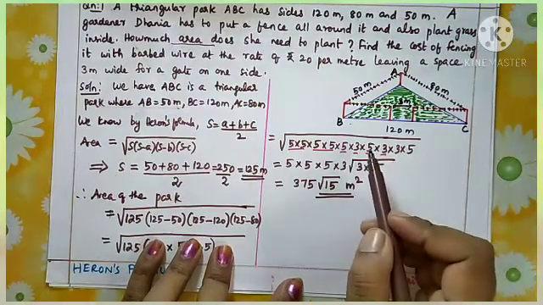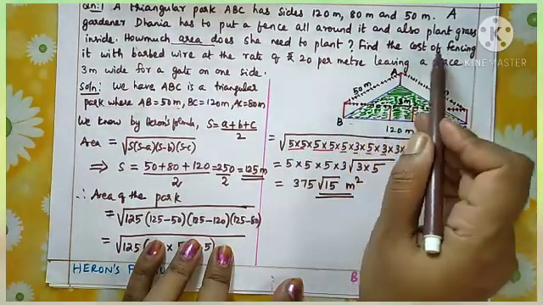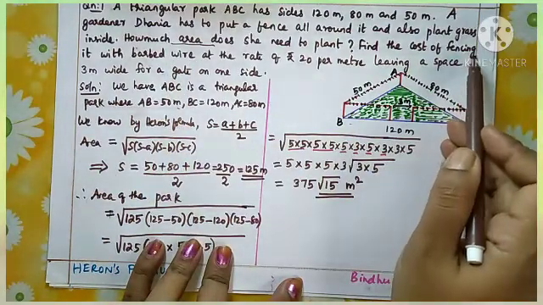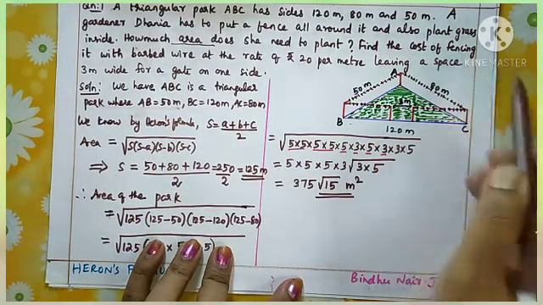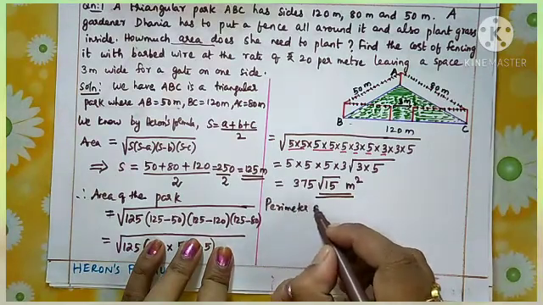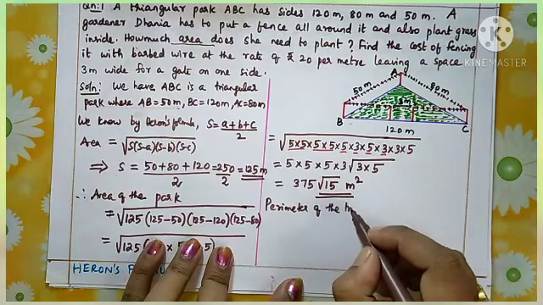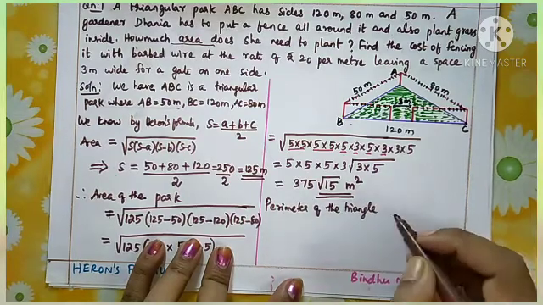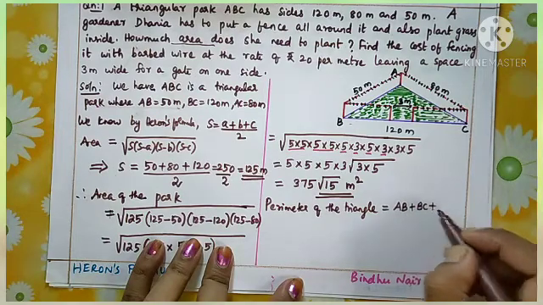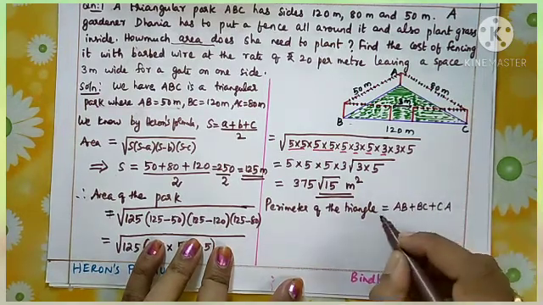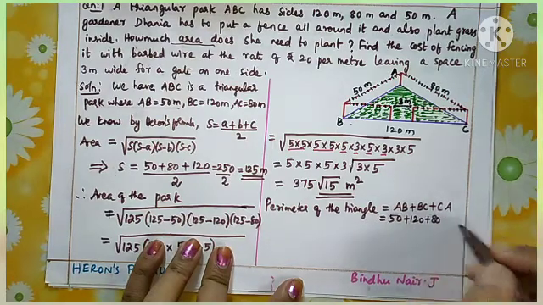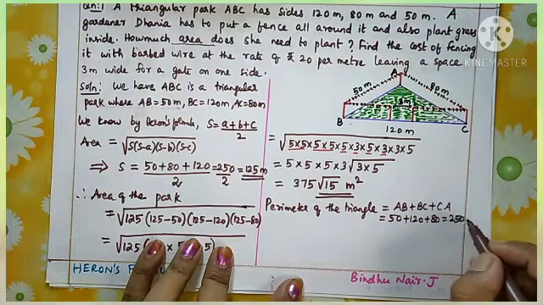Now what we want to find out, children? Find the cost of fencing it with barbed wire. Fencing means, I told you, you should find the perimeter. So we are coming to the perimeter of the triangle. How do you find the perimeter? You add all the sides, AB plus BC plus CA. Add the three sides: 50 plus 120 plus 80, that is 250 meter.